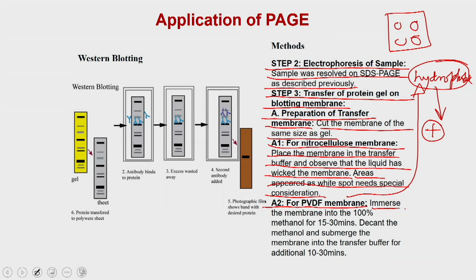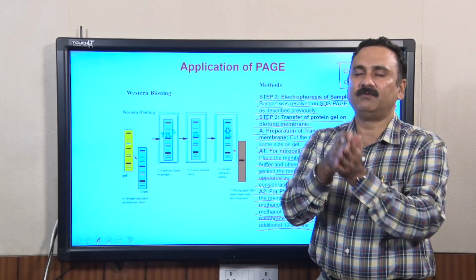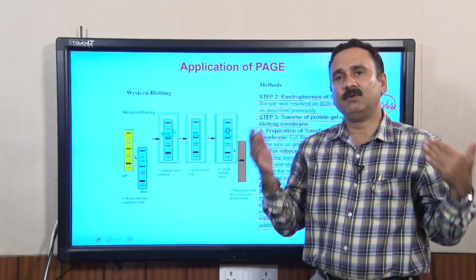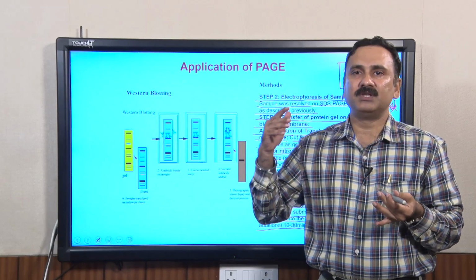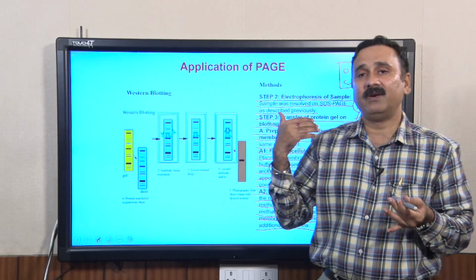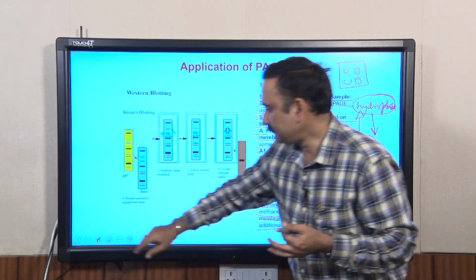How to do that? You immerse the membrane in 100% methanol for 15 to 30 minutes. Then you remove the methanol and submerge the membrane in transfer buffer for an additional half hour. That makes the membrane wettable by the transfer buffer, and that will allow the transfer of the protein onto this membrane. Otherwise, if you use the PVDF membrane without this step, the PVDF membrane is not going to bind the protein, or even if it binds the protein, it may not be evenly distributed.